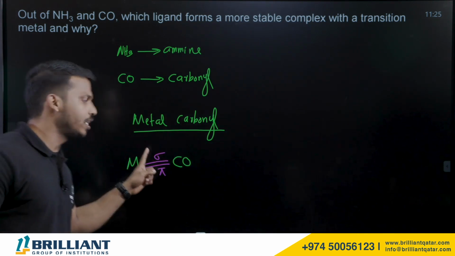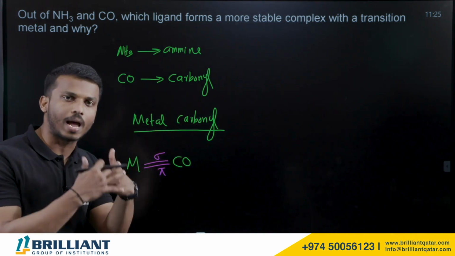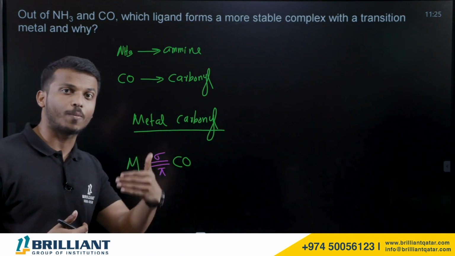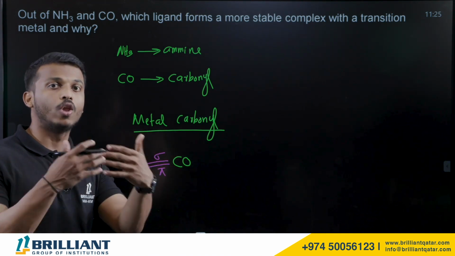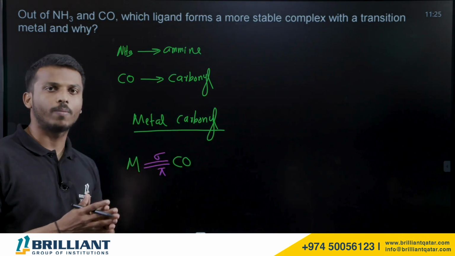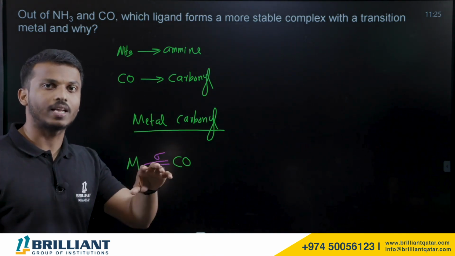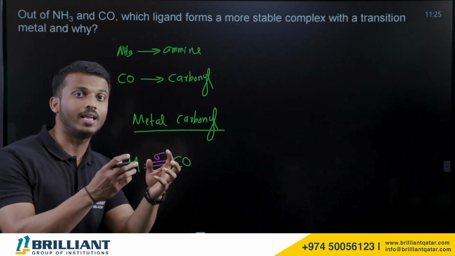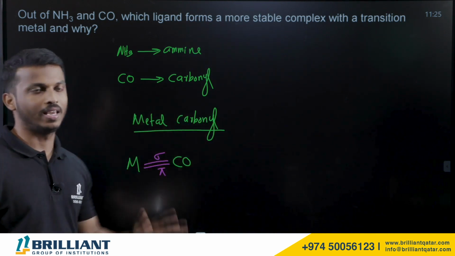You may study that the sigma bond is formed by the overlap between the vacant d orbital of the metal atom and the lone pair of the ligand. And the pi bond is formed by the filled orbital of the metal atom with the vacant anti-bonding pi star orbital of the ligand CO.